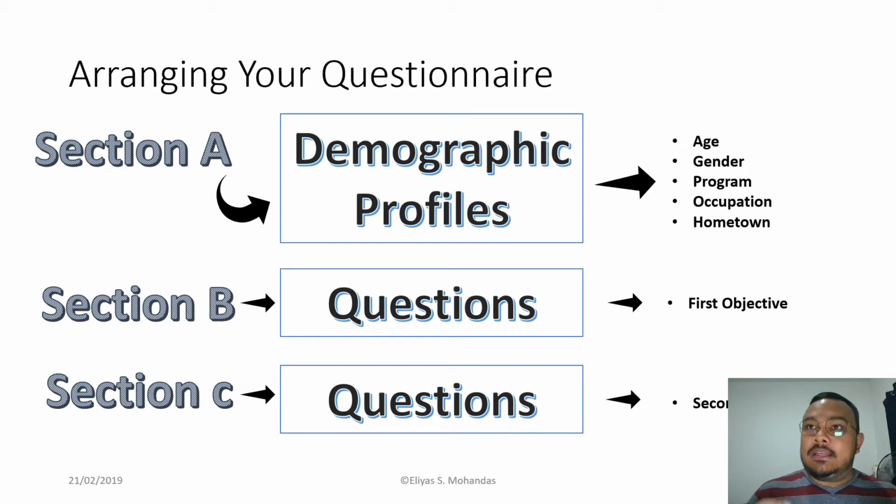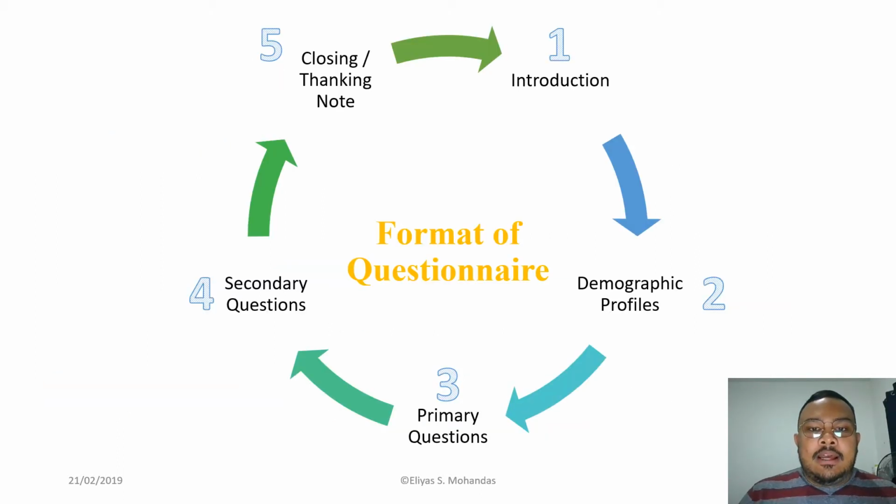But make sure that sections B, C onwards are classified based on the objectives of your study. So section B, questions for the first objective. Section C, questions for the second objective. If you have three, then section D for the third objective. Then it will be much easier. Yep. These are the format of your questionnaire.